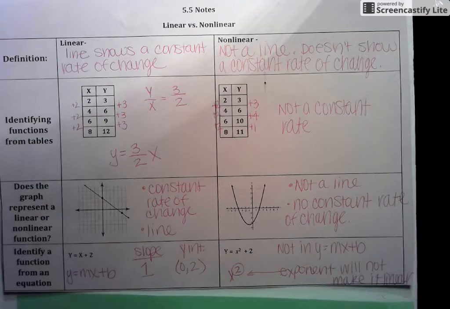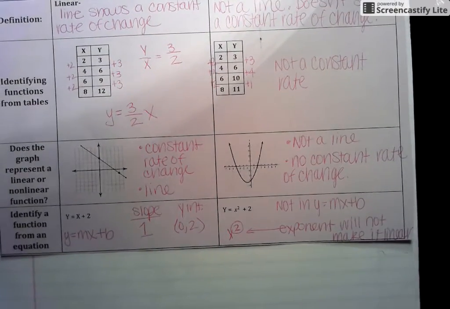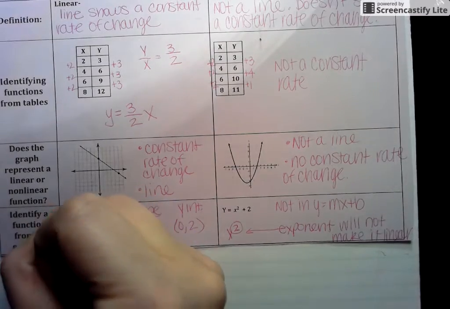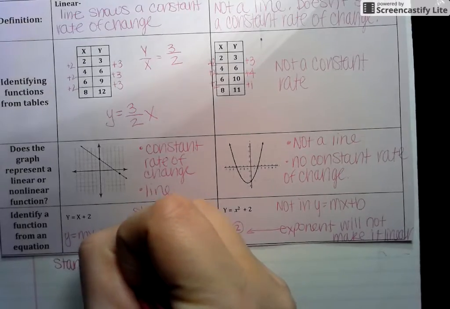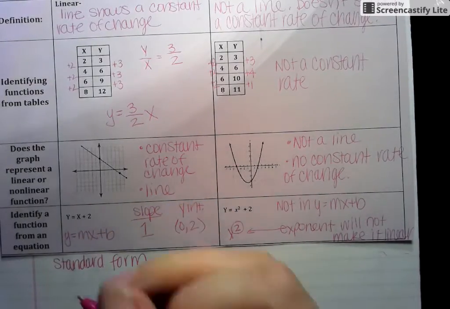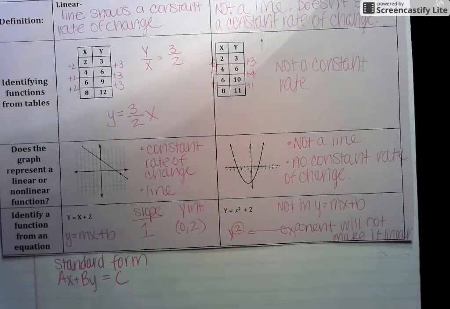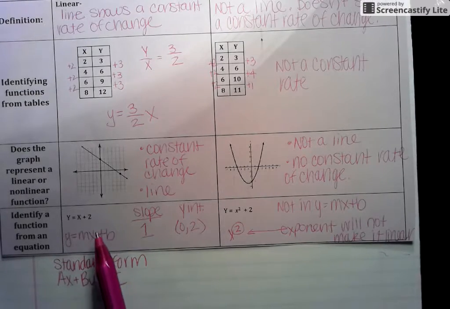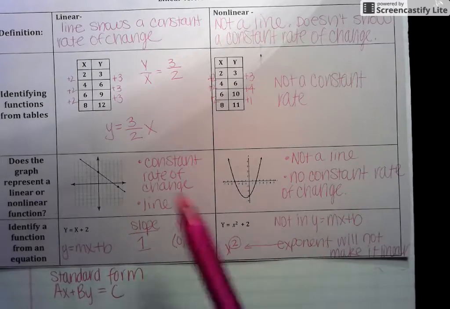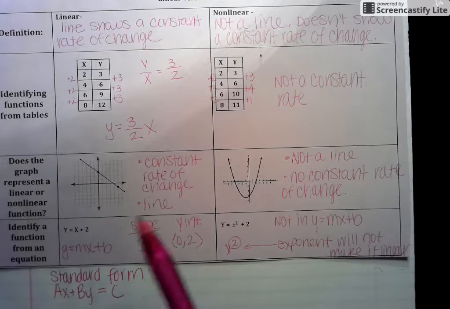So I'm going to write that down here. If you see it in standard form, that would be considered a linear equation because you could solve for y. So remember that standard form is ax plus by equals c. If you see it in this form and you can solve for y and get it by itself, it would be an example of a linear function. So these 3 ways, a table, a graph, or an equation, are going to be the 3 ways to identify if it's linear or nonlinear.